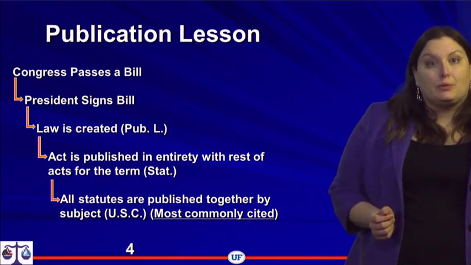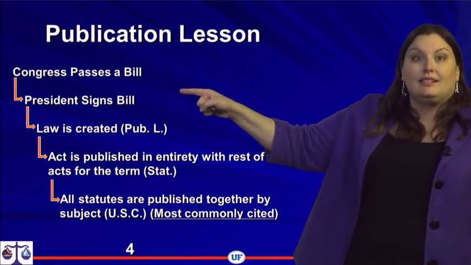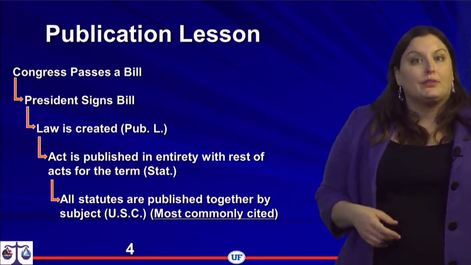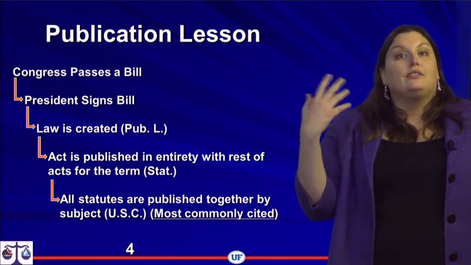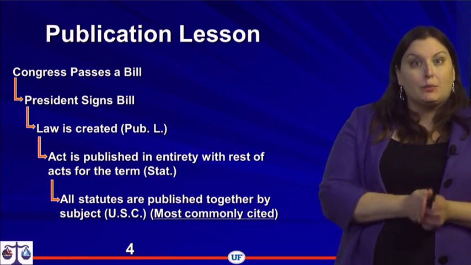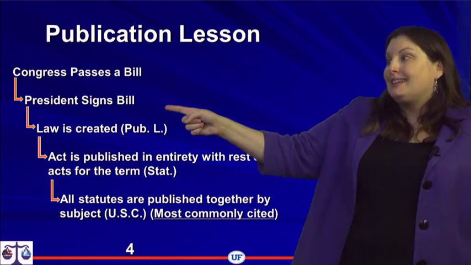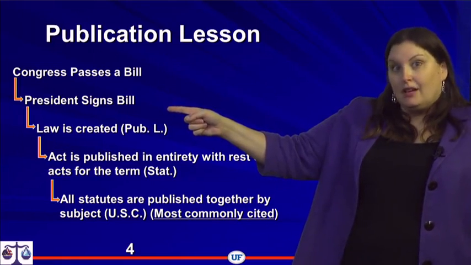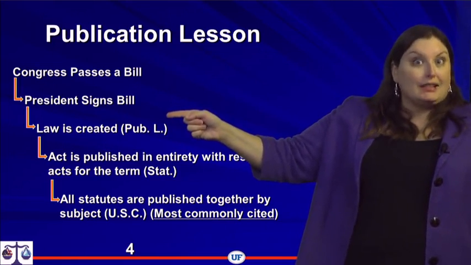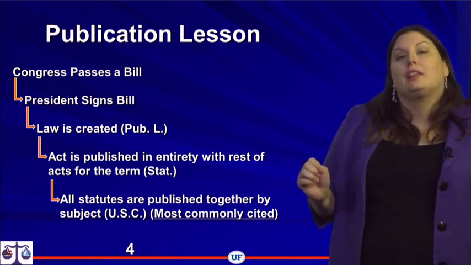So looking at the publication process, the first thing we have is the legislature, in this case the U.S. Congress, passing a bill. And we have two houses. We have the House of Representatives and we have the U.S. Senate. Both the House and the Senate have to agree to the wording of their statute before it moves on to the executive branch, in this case the U.S. President. The President can sign the bill, he can veto it and send it back to Congress, or he can just do nothing and eventually it will become law.